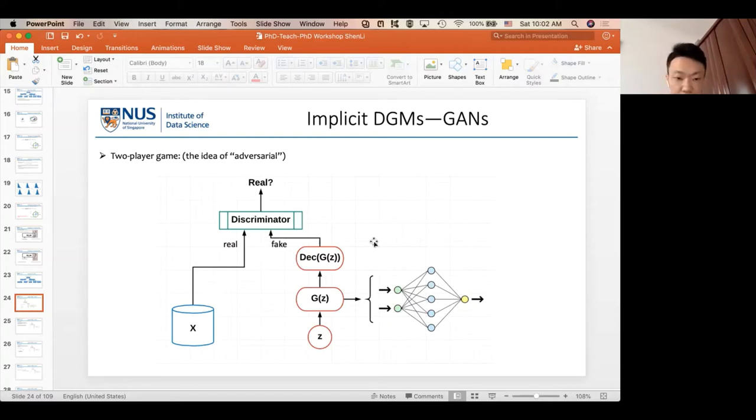We design a generator here that takes a random noise, typically drawn from a low dimensional space, and outputs a fake image or fake data point. And on the other hand, we have a discriminator that in the meantime takes real images as input as well, and also the fake image. And it acts to tell the difference, to distinguish which one is real and which one is fake.